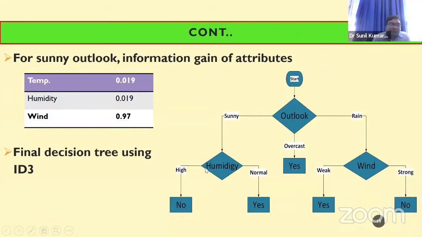Humidity and wind. And then further, if we check with respect to humidity values, high and normal, and for wind, weak and strong. We'll see that when humidity contains the high value, all the records belong to no. And when humidity contains the normal value, then all records belong to yes. Similarly for wind, when it takes the value weak, then all records belong to class yes. And when it takes the value strong, then all records belong to class no.